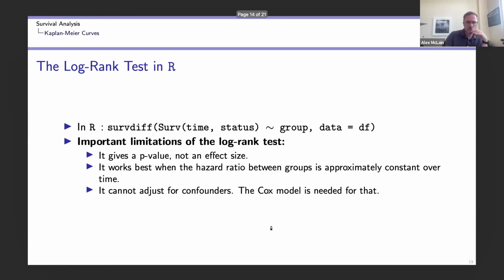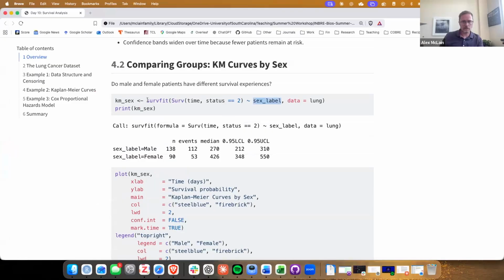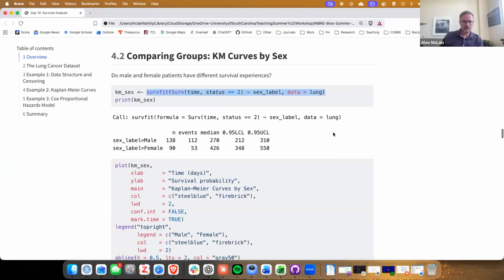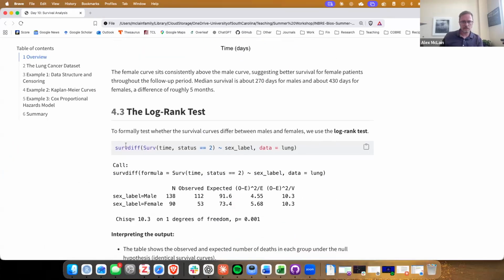How do we do this in R? Well, we've basically done it with what we just ran for sex. We just didn't look at the results of the log rank test. So let's look at that. So we created this survival fit by sex object, and to do the log rank test, we just have to look at that up. So this is the same thing that we did up there.